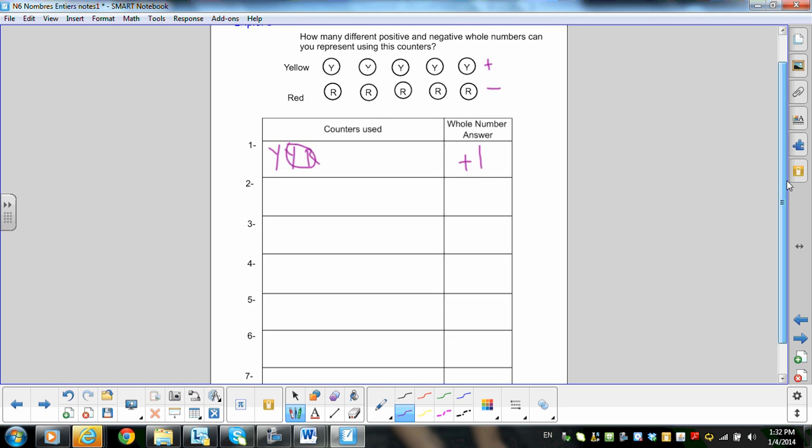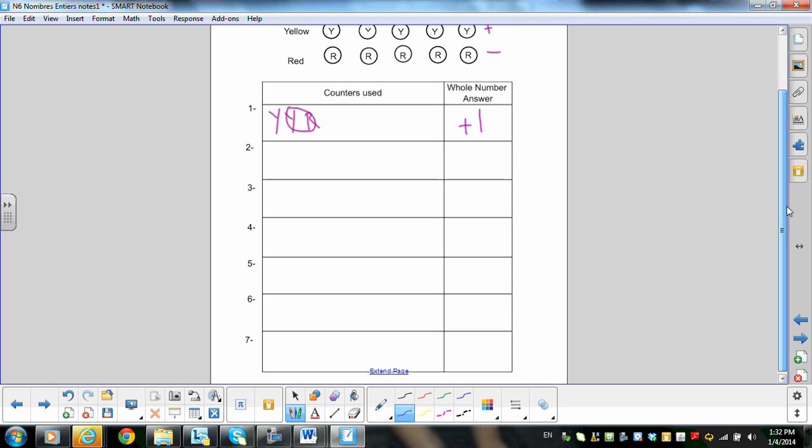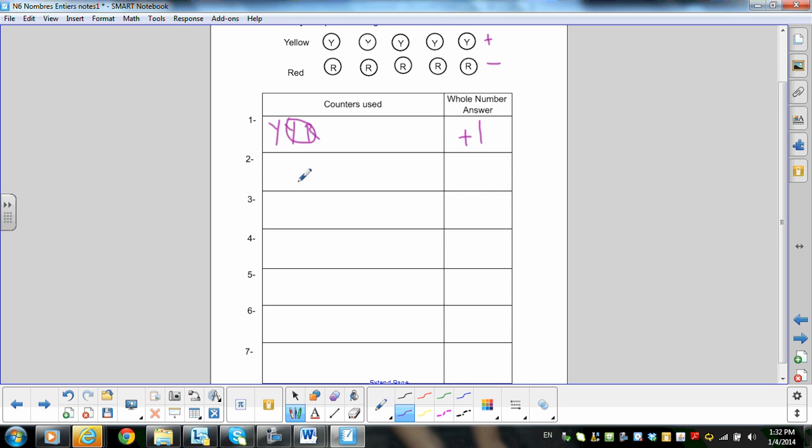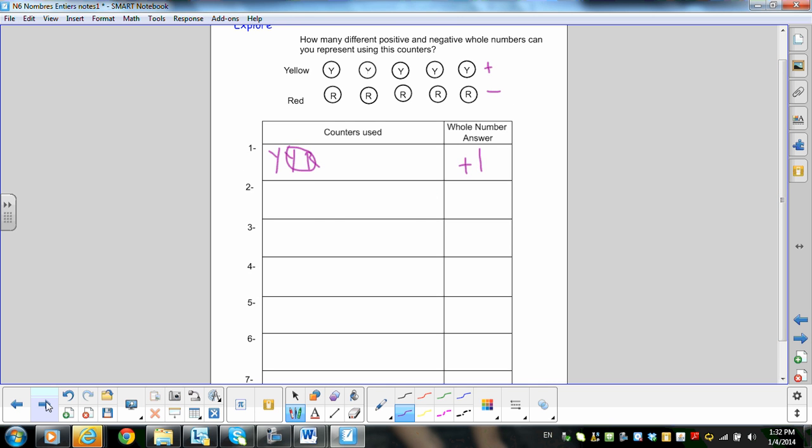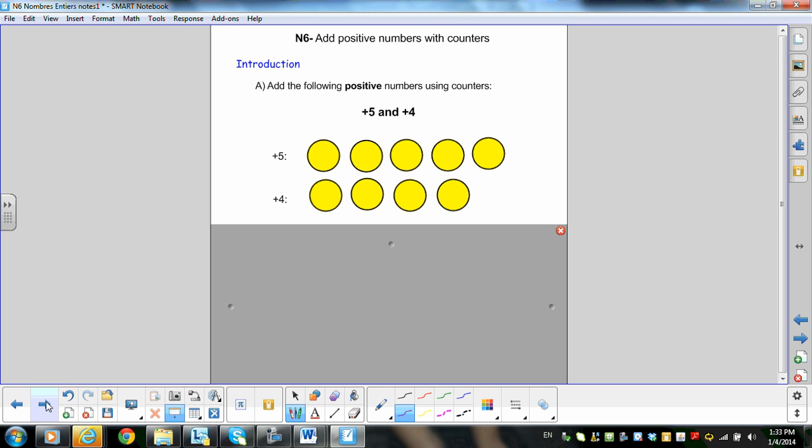I just want you to pause the video, take a second, and do a couple of these. So try to find 6 others that you can find with a different whole number answer by using the yellow and red counters up here. So take a second, pause the video, and you can try that on your own. We're going to move on.